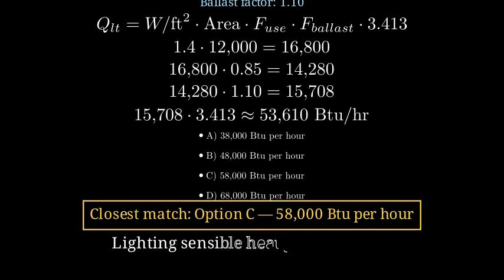You can remember this process as the lighting density times area times the adjustment factors, and finally convert to BTU per hour. That gives you the lighting sensible heat gain, which is essential for sizing HVAC equipment.